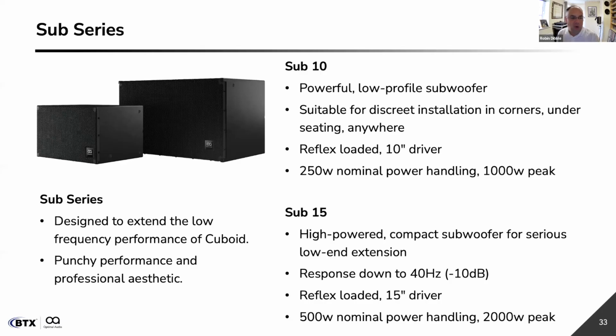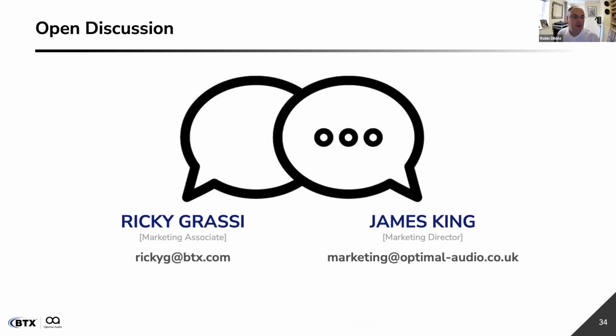Sub 10, a very small, compact, punchy little sub with outstanding performance for its size, designed to fit inside seating, under banquettes, under tables, that kind of thing, inside planters, or it can be wall or ceiling mounted to accompany ceiling speakers or wall speakers. Then the large one, the Sub 15, gives you great punchy dynamic performance right the way down to 40 hertz. Great for floors around clubs, small live music venues, smaller churches, etc.